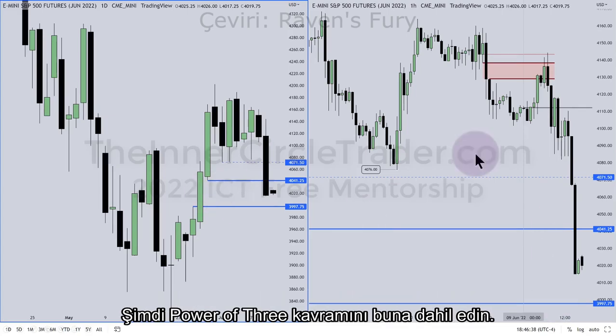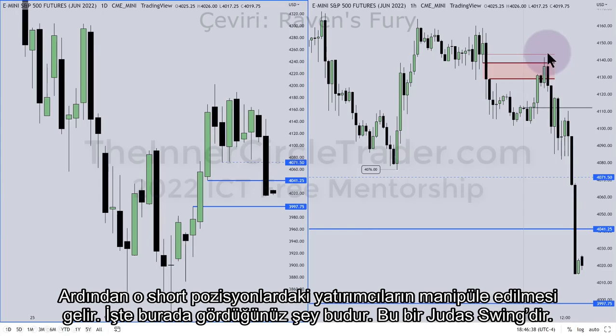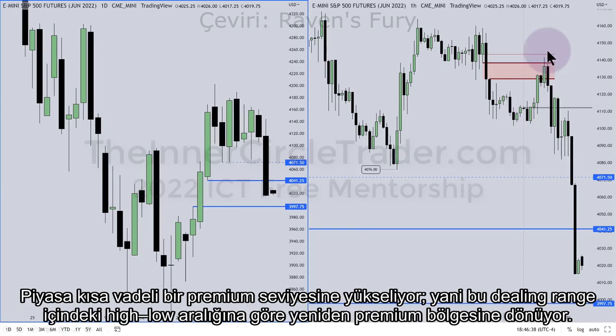Okay. Now, incorporate power 3. My power 3 concept is the accumulation of shorts, the manipulation of those individuals that were already short. That's what this is here. That's a Judas swing. The market goes up to a short-term premium, which is high to low, back into a premium relative to this dealing range high and that dealing range low.